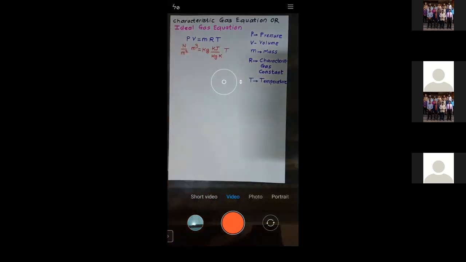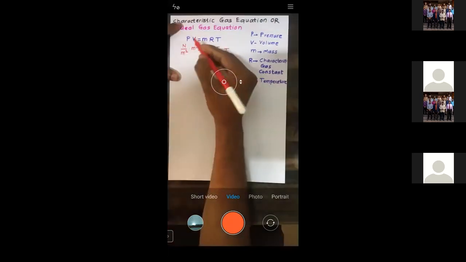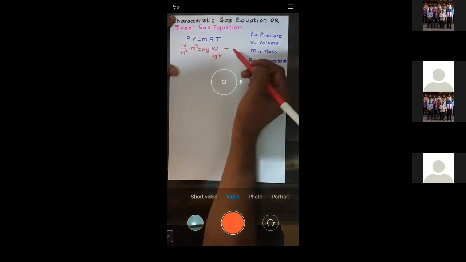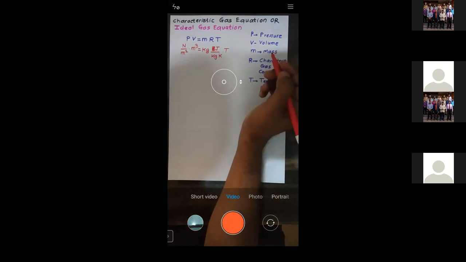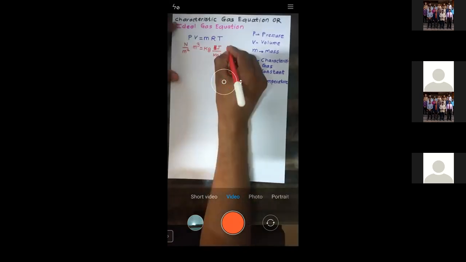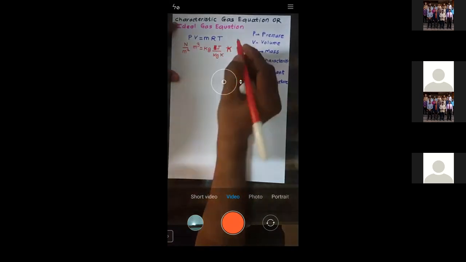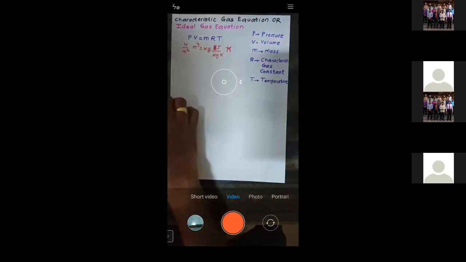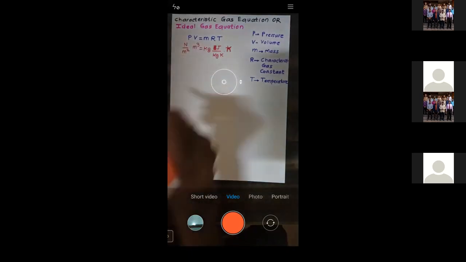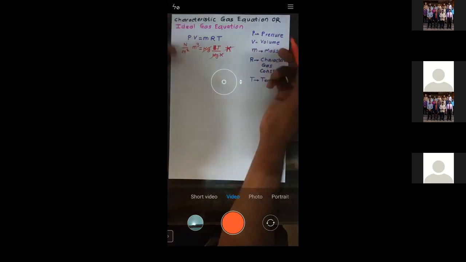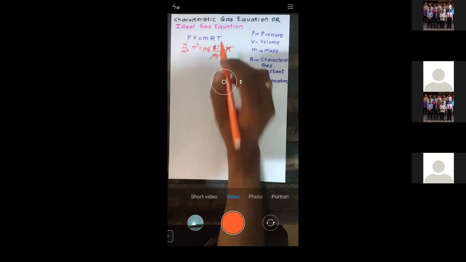You can check. Volume is in meter cube, mass is in kg. Let us say R I will take in joule only, so R is in joule per kg Kelvin, and temperature is in Kelvin. So what happens? You can see, this kg and this kg get cancelled. Kelvin and this Kelvin get cancelled. What is remaining? It's joule only.